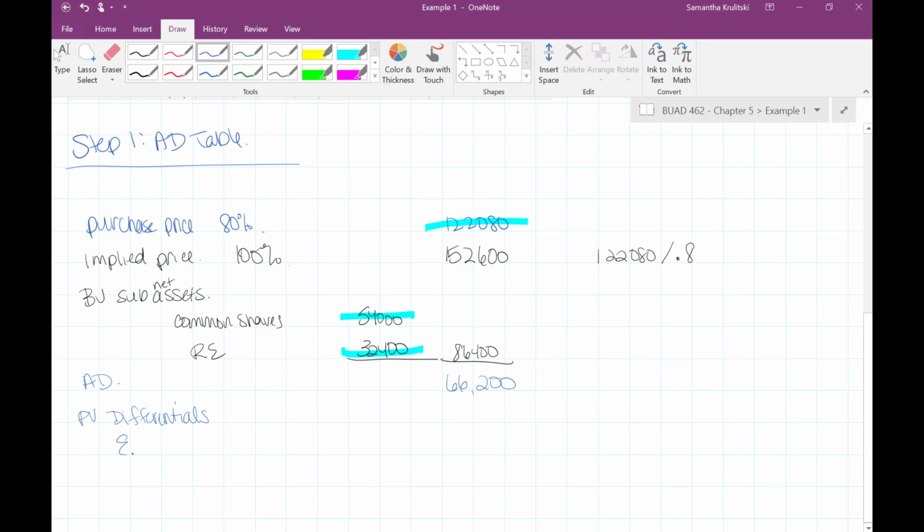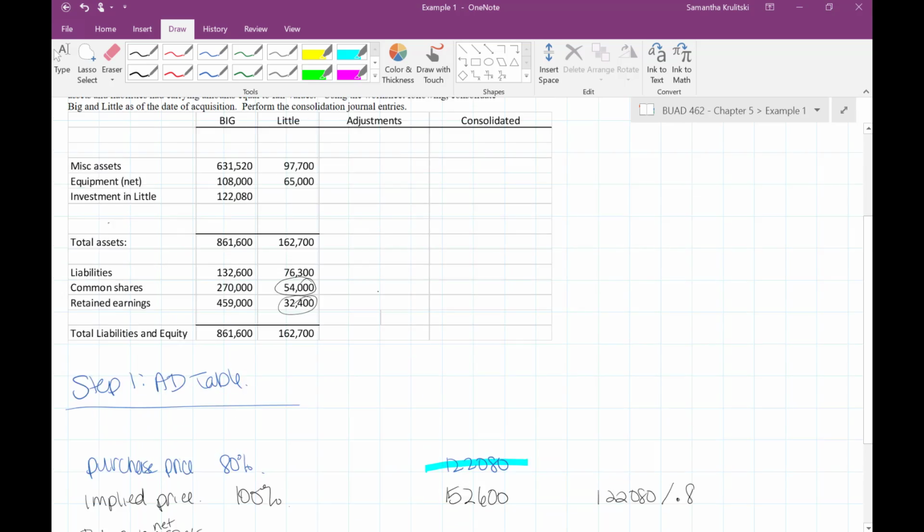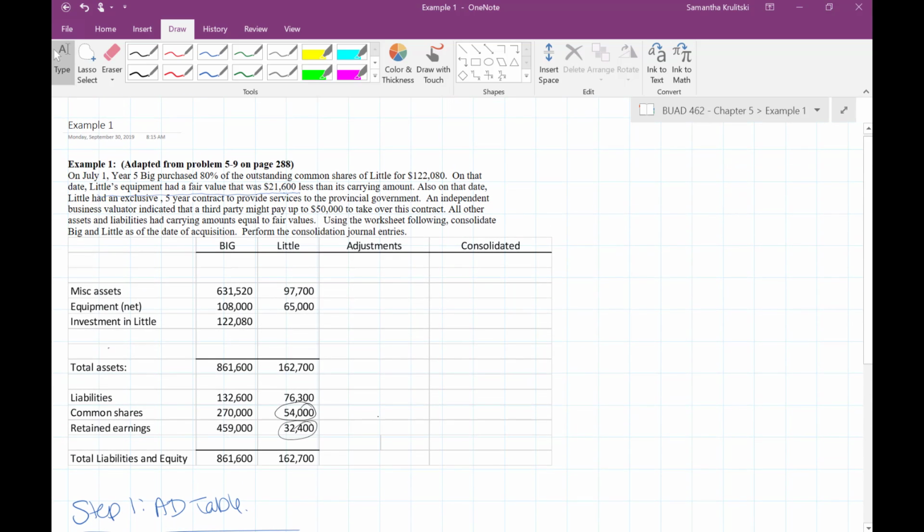And we've got our equipment. And our fair value minus our book value. So we know our fair value is less, so we're going to have a negative $21,600. And we have one more item here that is a fair value difference.